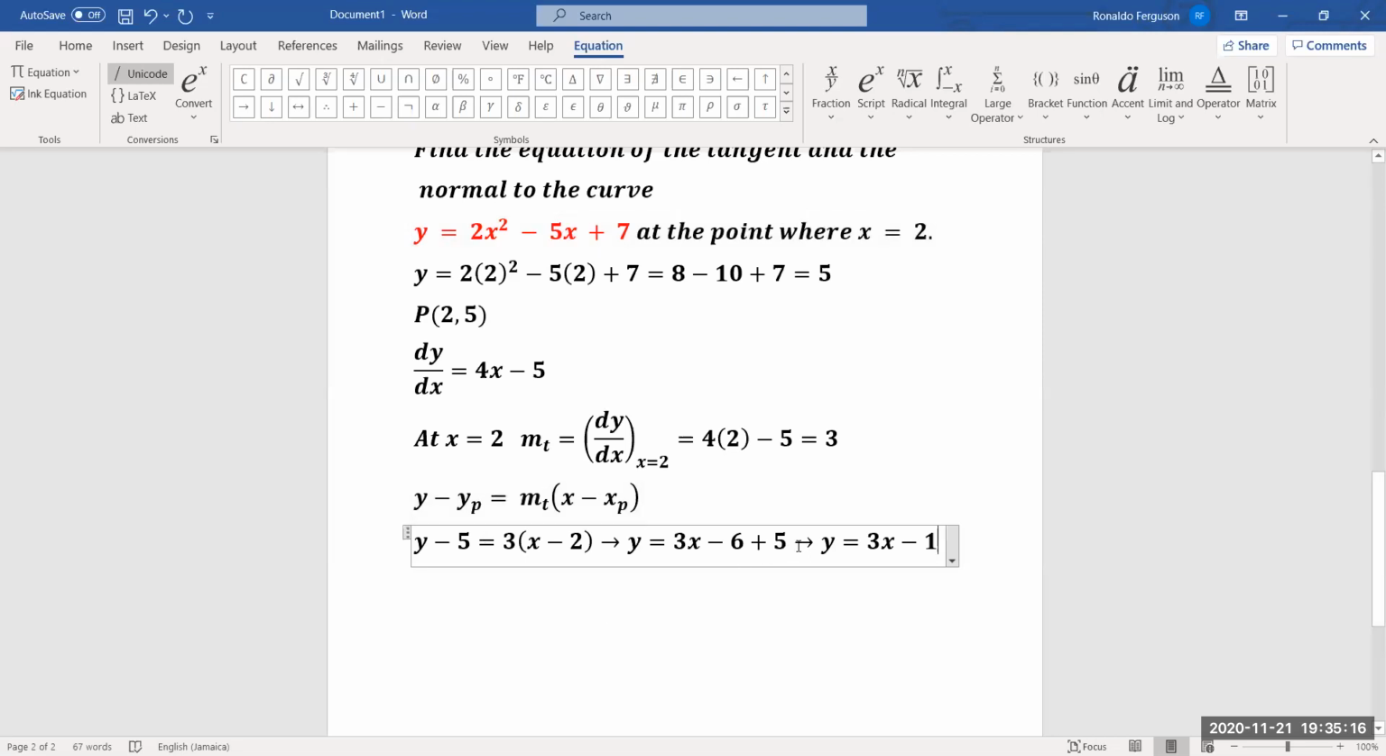So to get the gradient, you have to differentiate. Then you plug in the x value that they give you. And then to find y, you plug the x value into the original equation. That gives you y. And then to find the equation of the tangent, you use this formula.